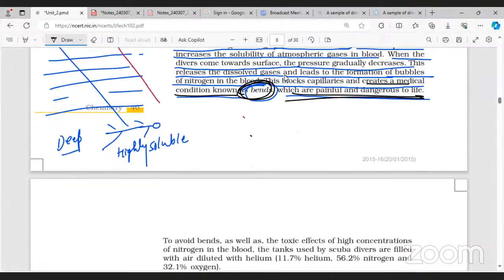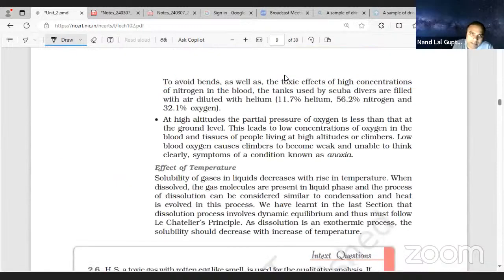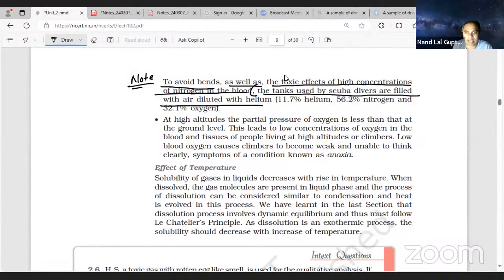Okay, next point. Here you see, the question comes from here. To avoid bends as well as the toxic effect of high concentration of nitrogen in blood, the tanks used by scuba divers are filled with air diluted with helium, 11.7%.